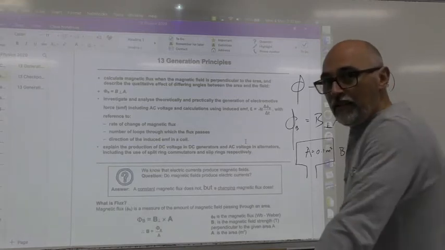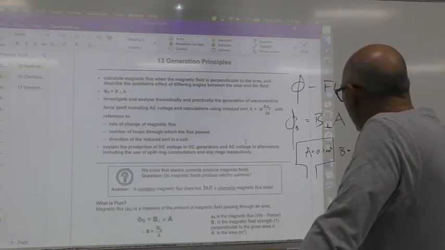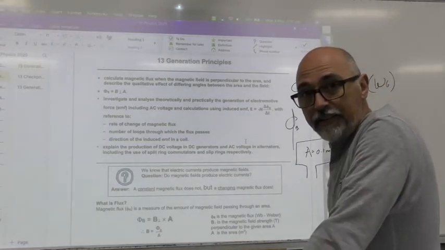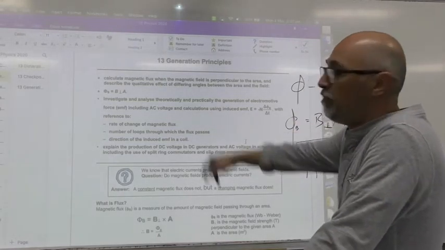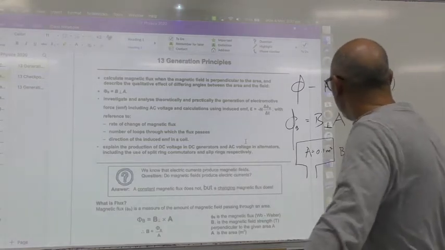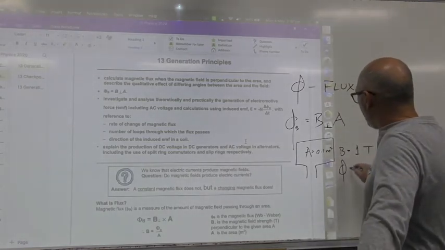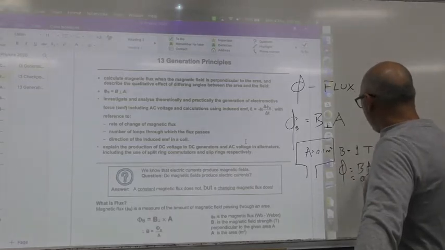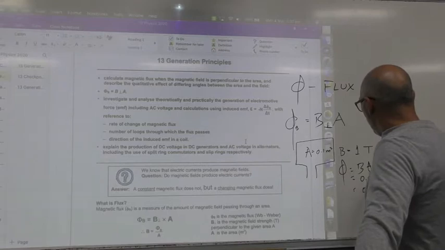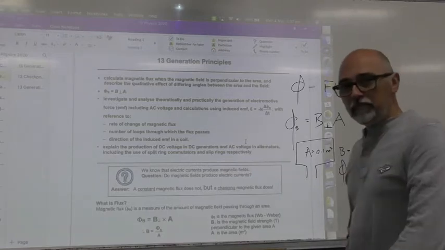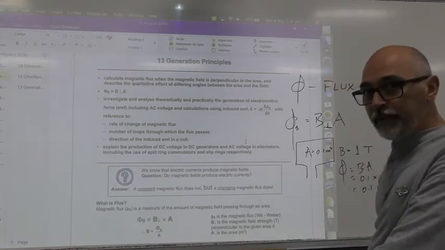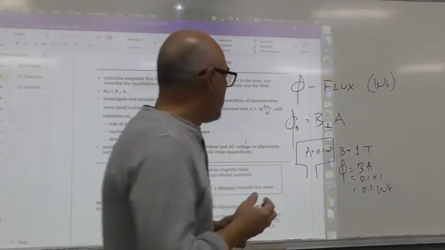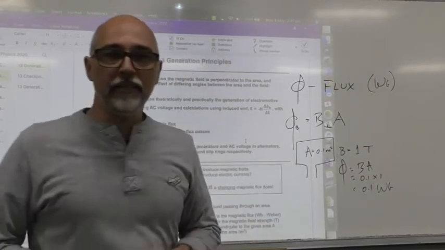Now I ask the question, what is the flux? What flux do I calculate out of this calculation? Really simple, BA, and I'm saying it's all nice and perpendicular. So the flux through the coil here is BA, which is equal to 0.1 times 1, which is 0.1 Weber. Reasonable? I hope so.